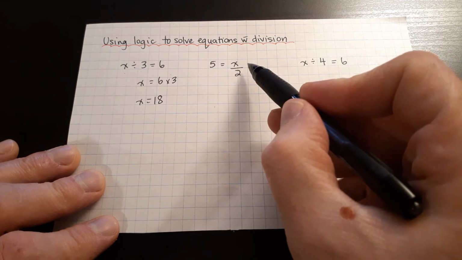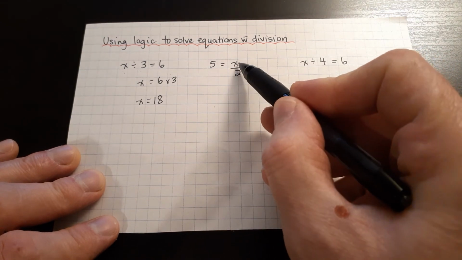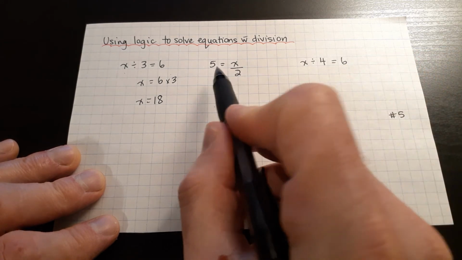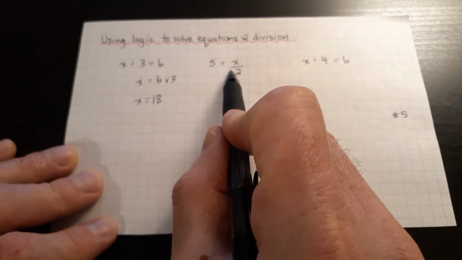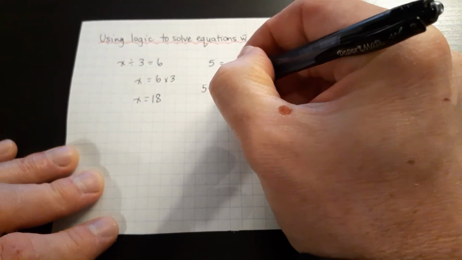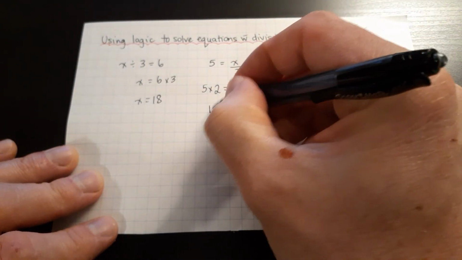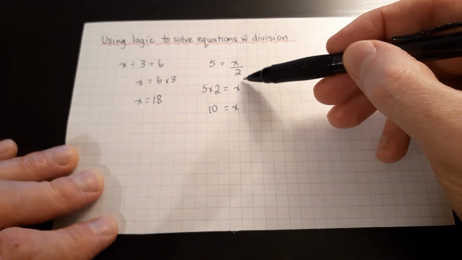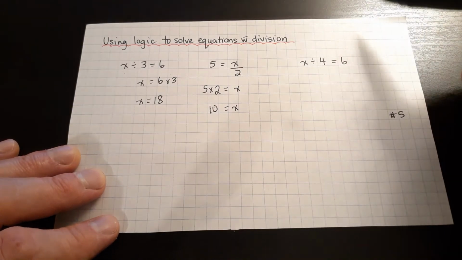So you'll always see a little curved line in my x's. Again, remember that this means division. This is x divided by 2, or x over 2 means x divided by 2. But I know that if I multiply 5 times 2, that I can figure out what x is going to be equal to. So that's what I would write on my next line. 5 times 2 is going to equal x. So that means that 10 is going to be x. And again, you can check that. 10 over 2, 10 divided by 2 equals 5.